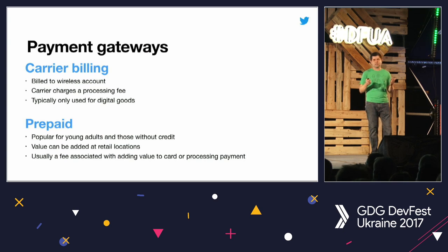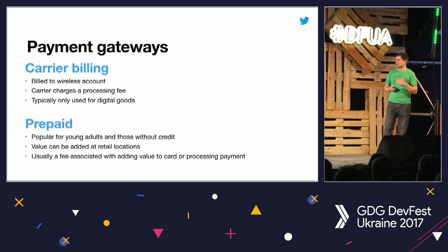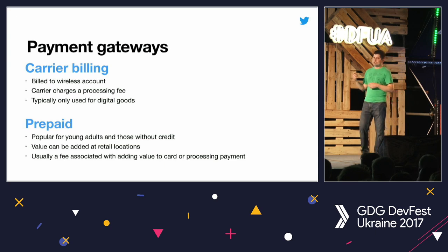So what are some solutions here? So some solutions are carrier billing. In this case, let's say you want to donate to something, and you do the SMS short code. What happens is it'll attach a charge to your bill. And generally, a carrier charges a processing fee. But these are usually only for digital goods. These are things that you can just take back if they don't pay their phone bill. It's generally not used for physical goods, although this is becoming a thing.